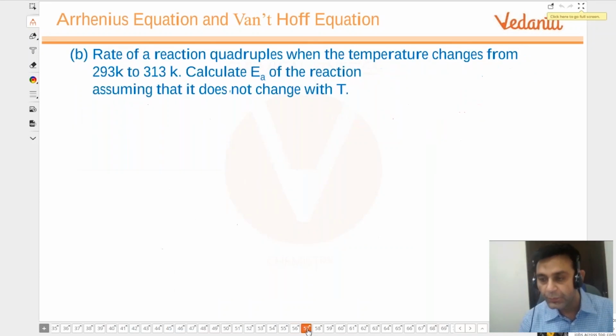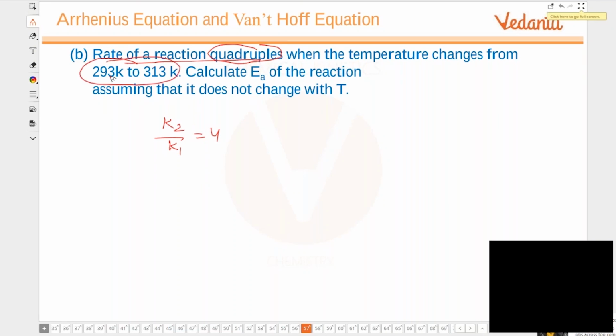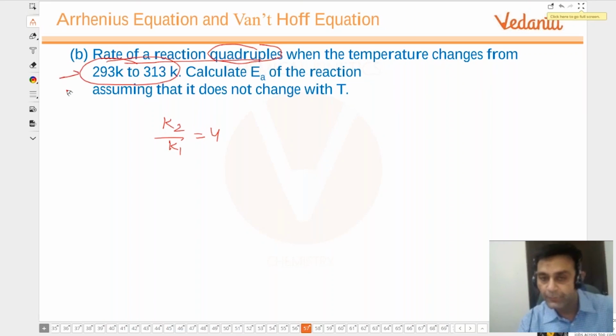And now, if the question goes like this, the rate of reaction quadruples. Quadruples means 4 times. It means I can say K2 upon K1 is equal to 4. When the temperature difference is 20 Kelvin, you can say 20 Kelvin somewhere here. And calculate the activation energy here, assuming that it does not change with rise in temperature. So what should I do?